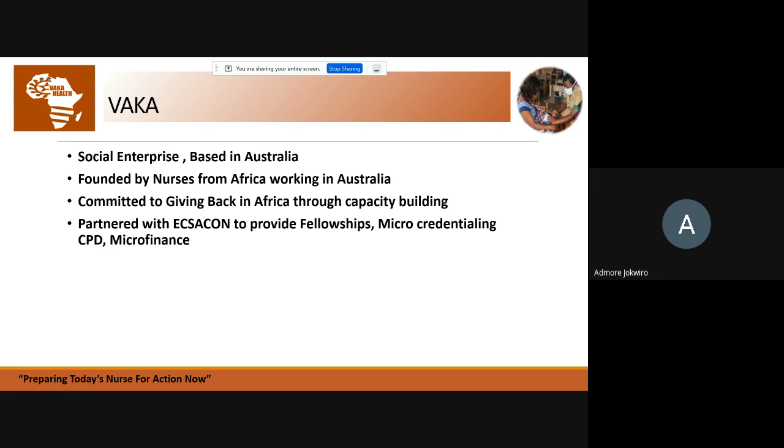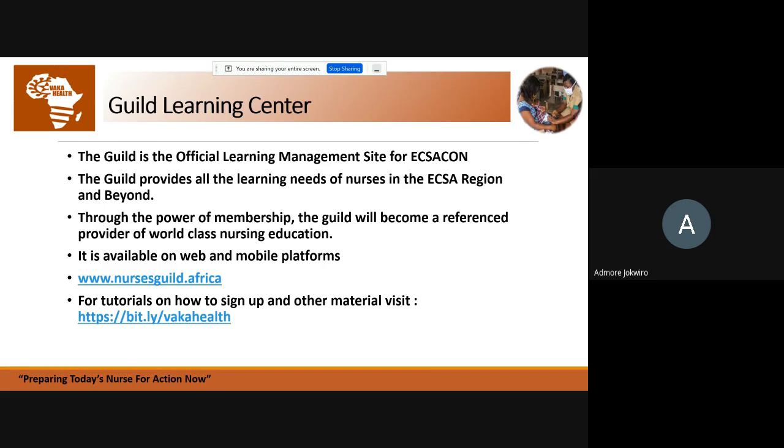The memorandum of understanding really borders around the provision of fellowships, micro-credentialing, continuing professional development, as well as microfinance. So these are the aspects that the partnership is looking at in terms of giving back or capacity building, and we'll be discussing some of this. And if you come to the exhibition booth in Eswatini, you can also ask around some of these aspects like microfinance and micro-credentialing, how it works and everything else. But in this meeting, we are really going to be talking about our fellowships.